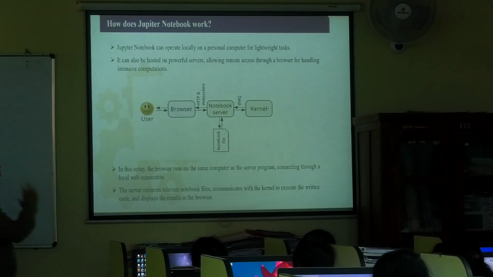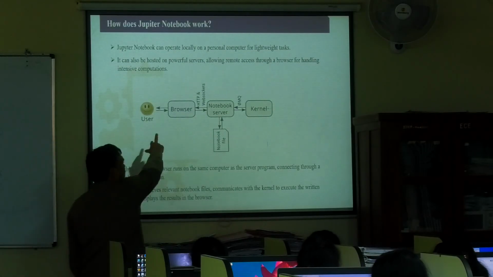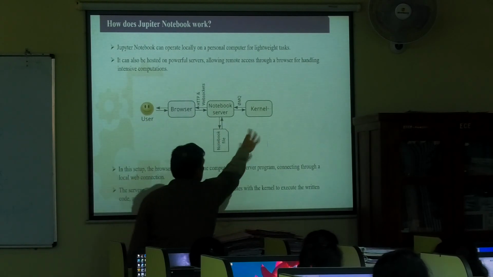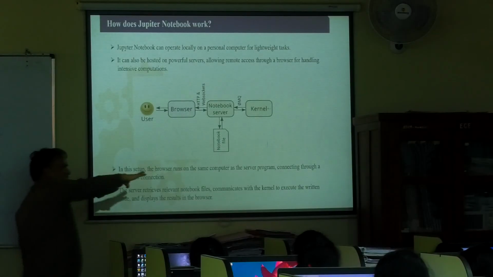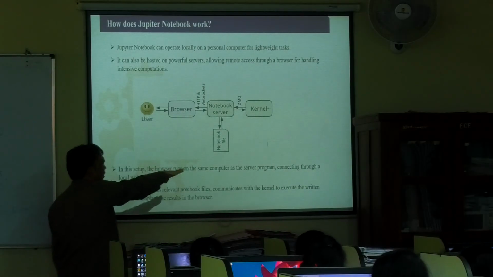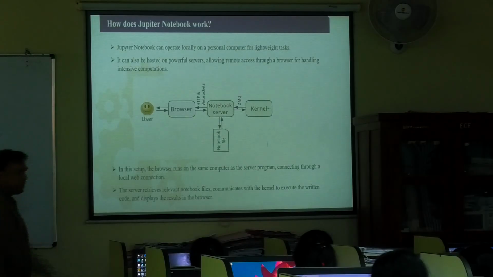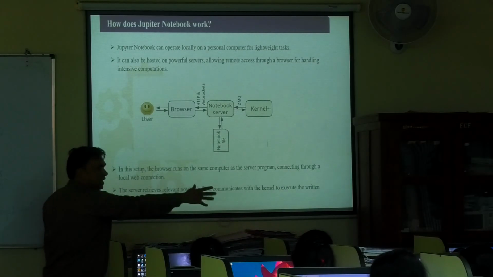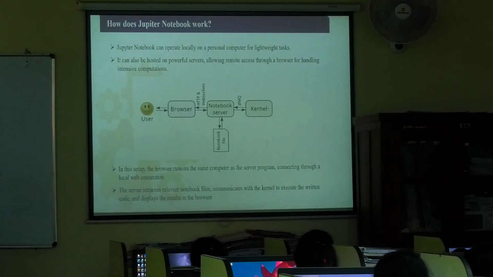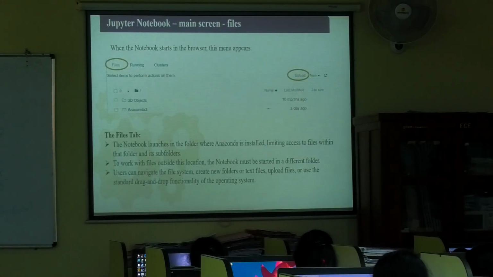Now, how does Jupyter Notebook work? Browser, notebook server and kernel. How is the user working? In the setup, the browser runs on the same computer as the server program, connecting through a local web connection. The server retrieves the relevant notebook file, communicates with the kernel to execute the written code, and displays the result in the browser.